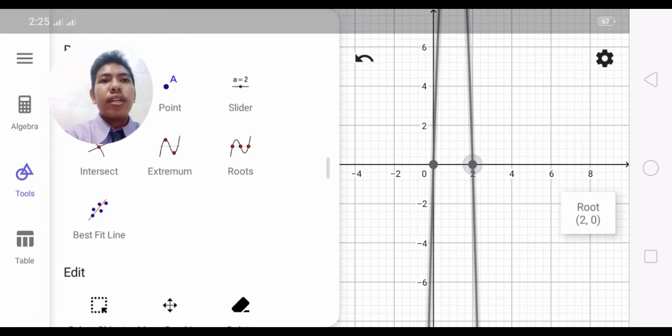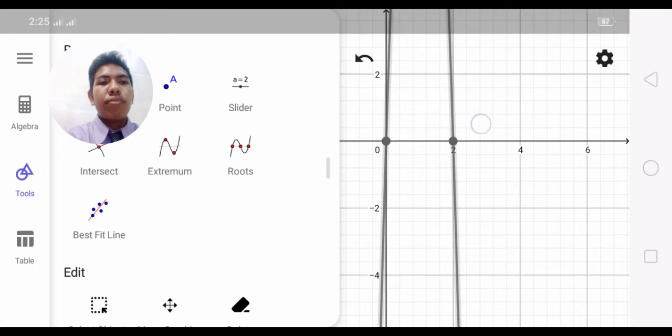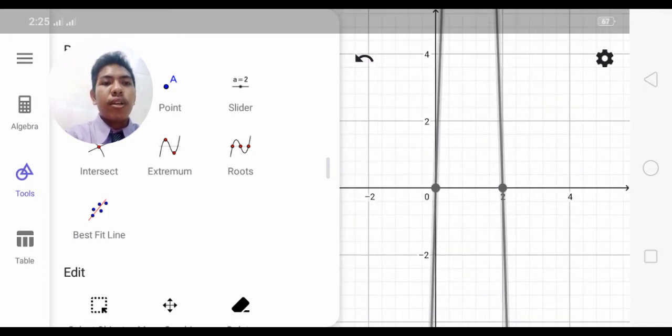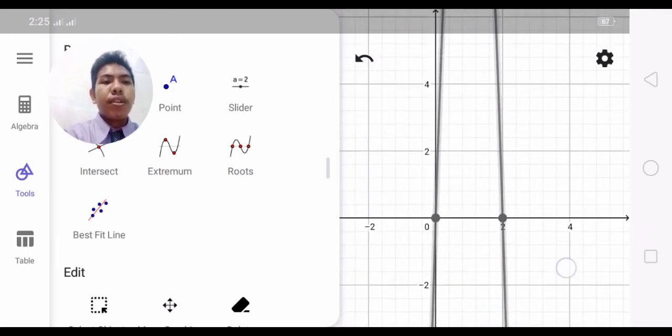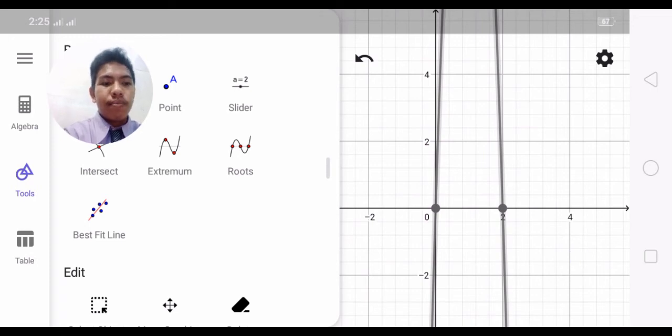So in this graph, our y-intercept is (0, 0), which is in the origin. We have 2 x-intercepts and 1 y-intercept. Okay.